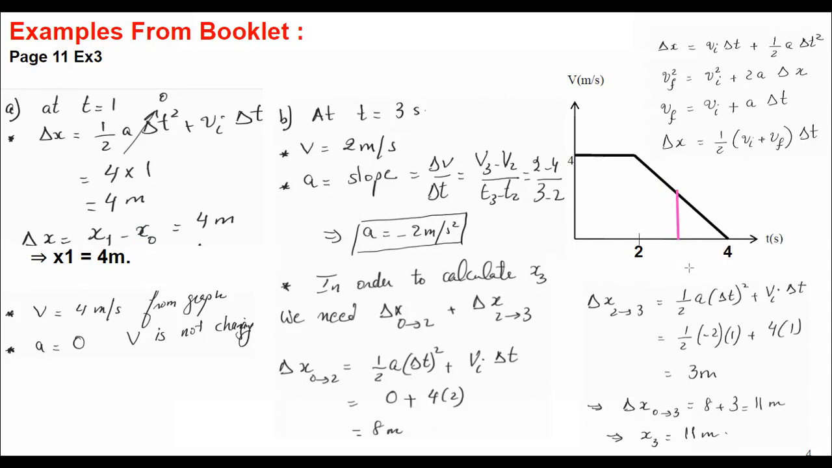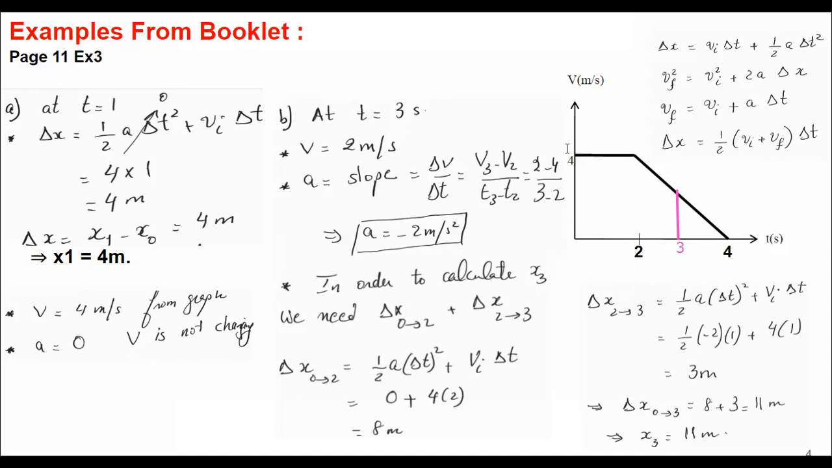Okay. So what information I have about this point? I have its velocity. I have its acceleration, right? These are the type of information I have. Now, what is the position at time equal 3? First, I need to calculate what is the position at time equal 2. So, in order to calculate x3, I need to find delta x from 0 to 2, then add it to delta x from 2 to 3.